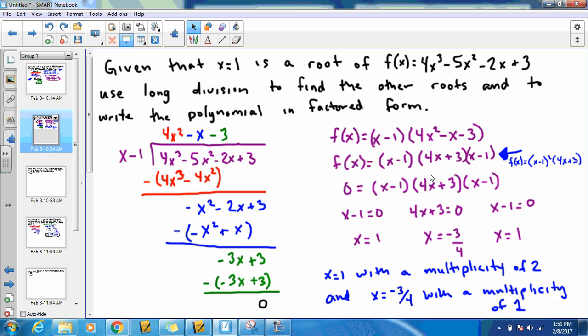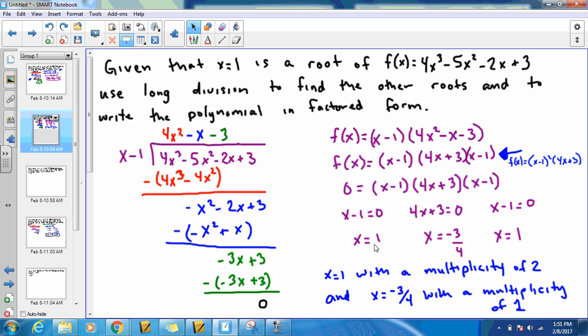Now, when you are actually finding your roots, your zeros over here, you do not have to list out the x minus 1 twice because you're going to get the same answer. But you do have the root x equals 1 with a multiplicity of 2 because it's listed twice. And then x equals -3/4 with a multiplicity of 1. So you have 3 roots. It's just 2 of them happen to be the same.